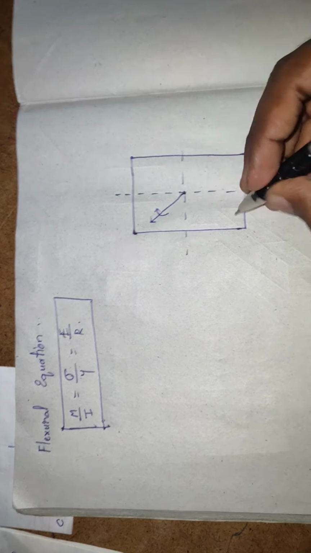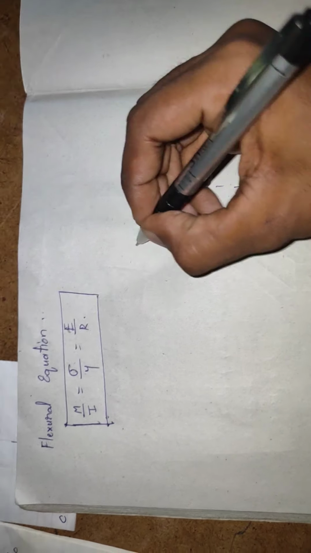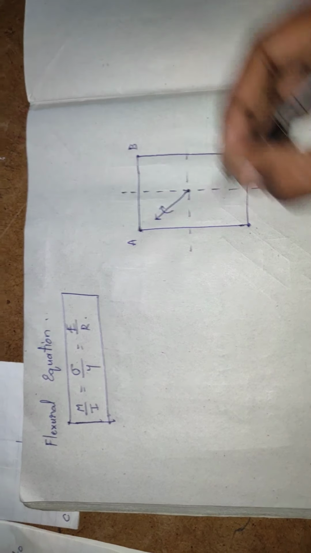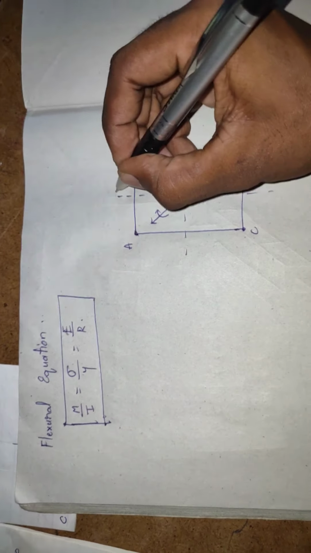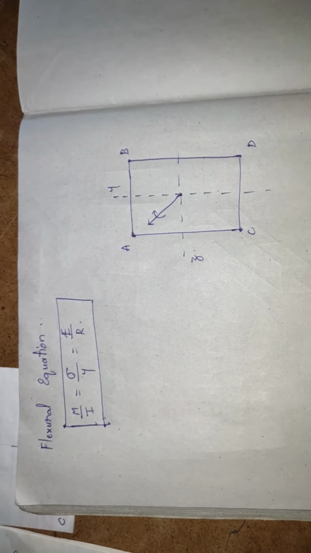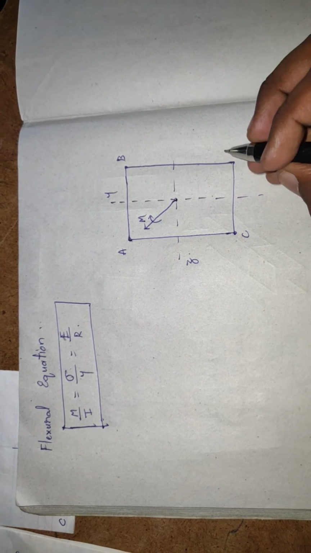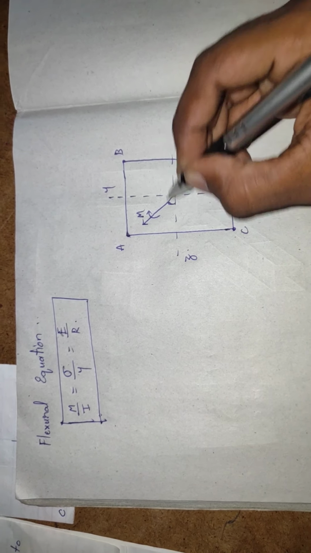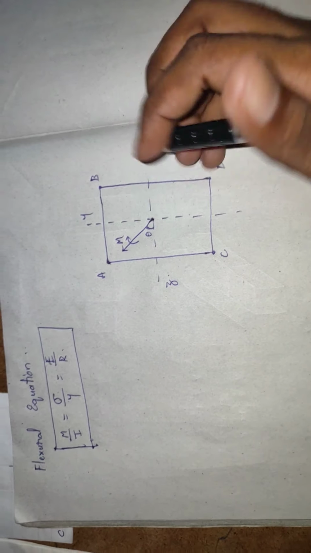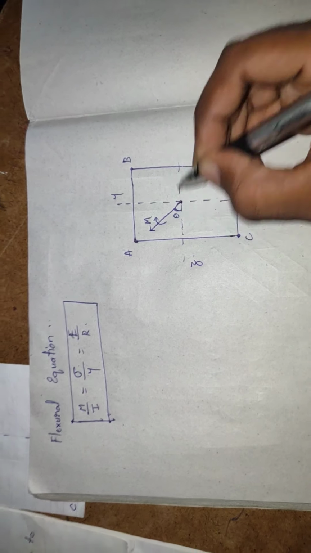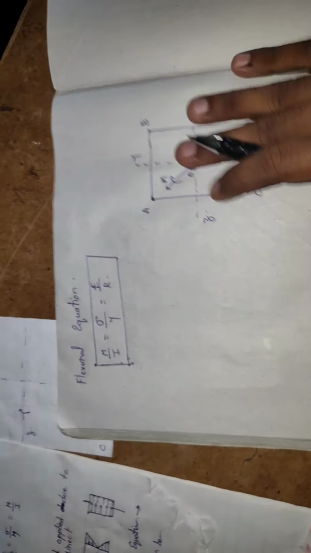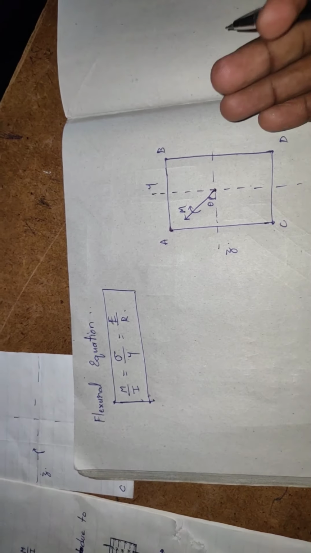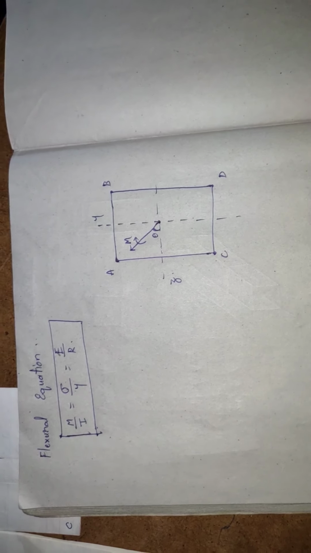Let me take the points A, B, C, D. This is the y axis, this is the z axis. The moment is M. The load which is acting is inclined at an angle theta. This is the cross section area we are going to solve.